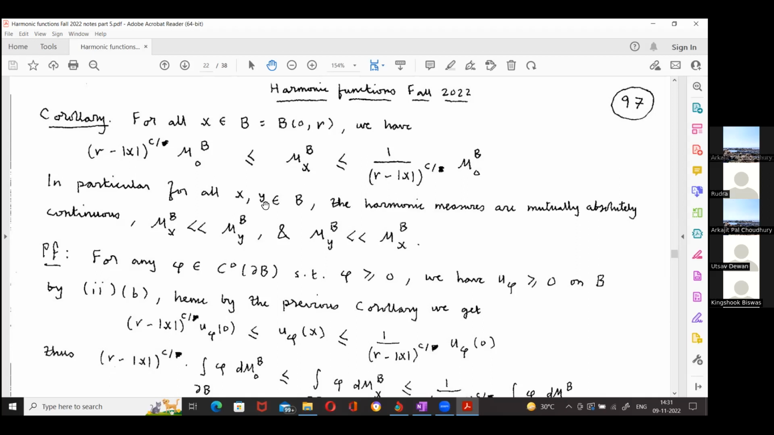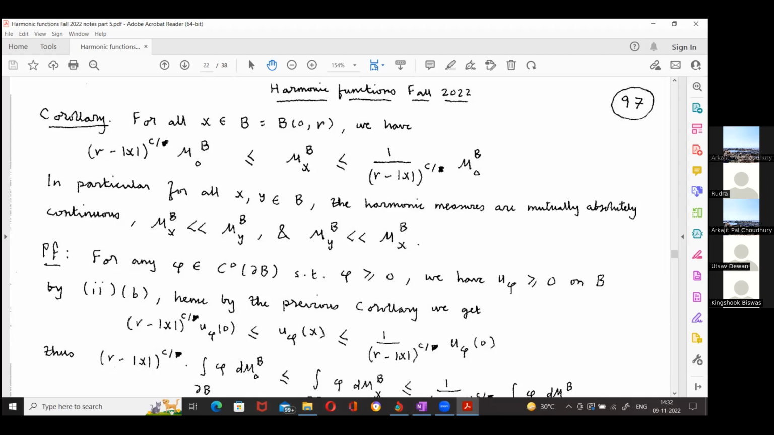Okay. So in particular, what do we get? For all x, y in the ball, the harmonic measures are mutually absolutely continuous. So mu_x is absolutely continuous with respect to mu_y, and also mu_y is absolutely continuous with respect to mu_x. To prove this, it follows from more general results, namely the existence of Green's functions for the ball. But the existence of Green's functions is somewhat non-trivial, because it follows from the existence of the Dirichlet heat kernel for the ball, with boundary conditions 0.